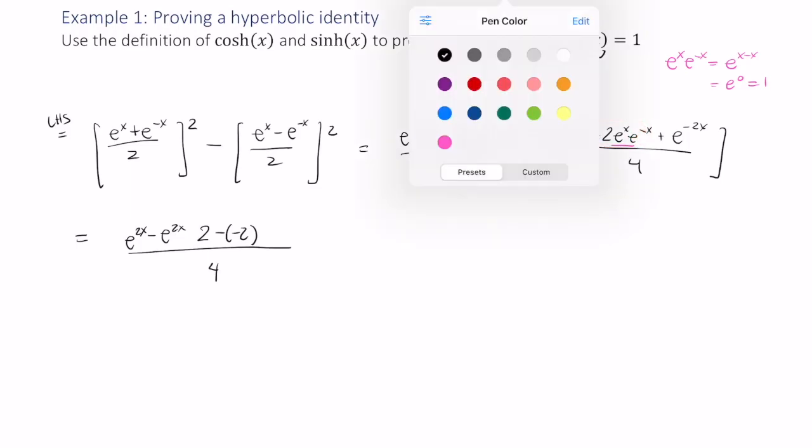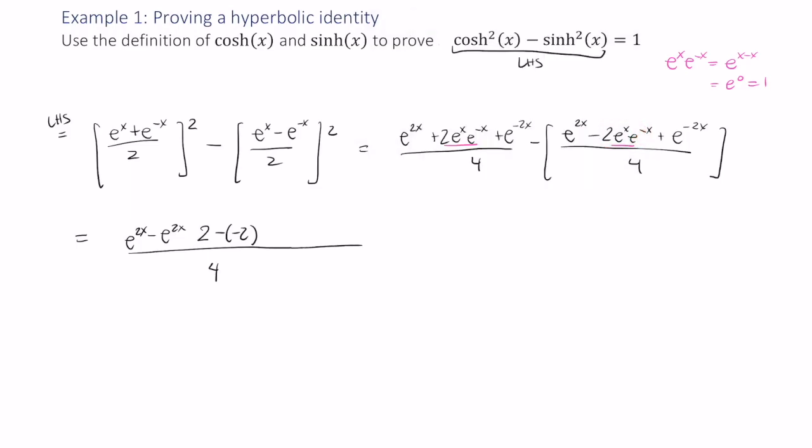And then finally, we have e to the negative 2x minus e to the negative 2x. So, of course, this first part here is 0, and the second part here is also 0. So we end up with 2 plus 2, which is 4 over 4, which equals 1. And we're done.